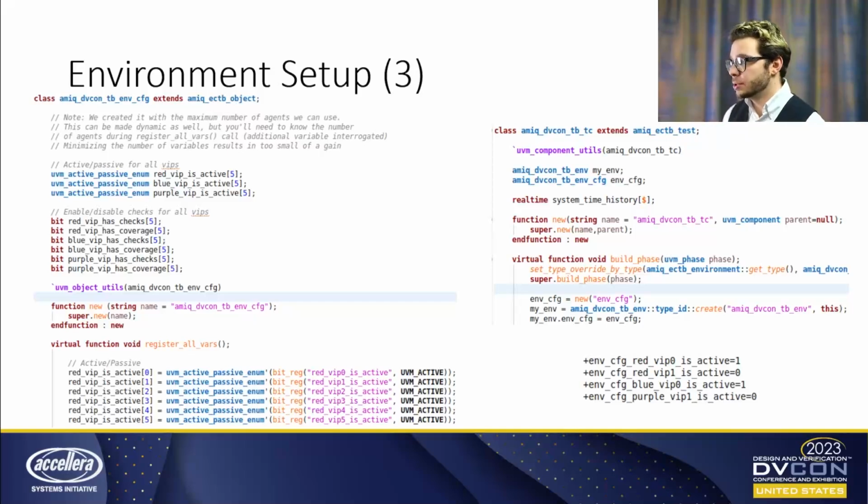In our case, we use this environment configuration object, and we have chosen that for our test bench, we are going to have a maximum number of 5 agents of each different type. And we have 3 different VIPs that we've created as a model.